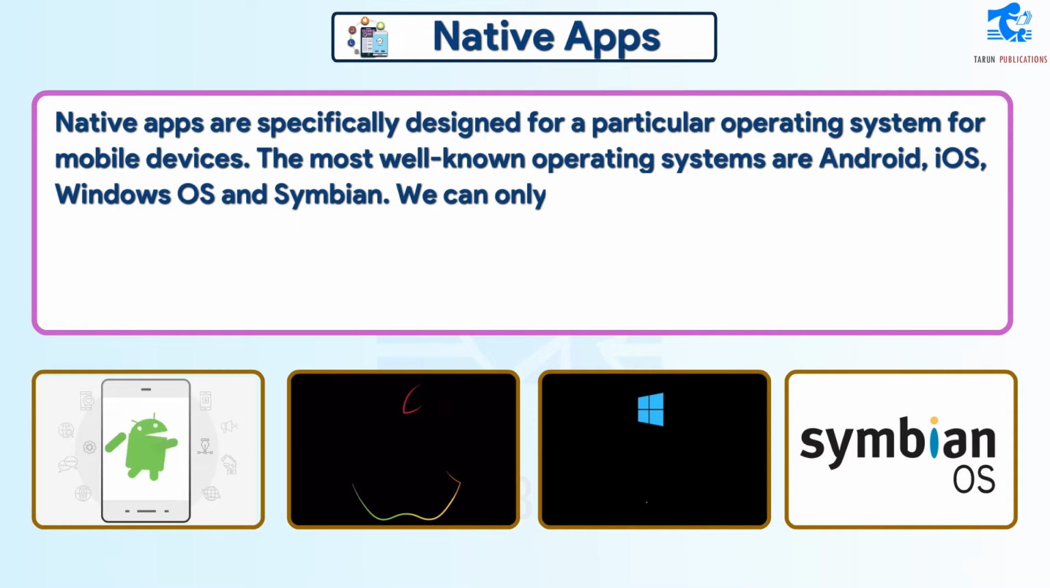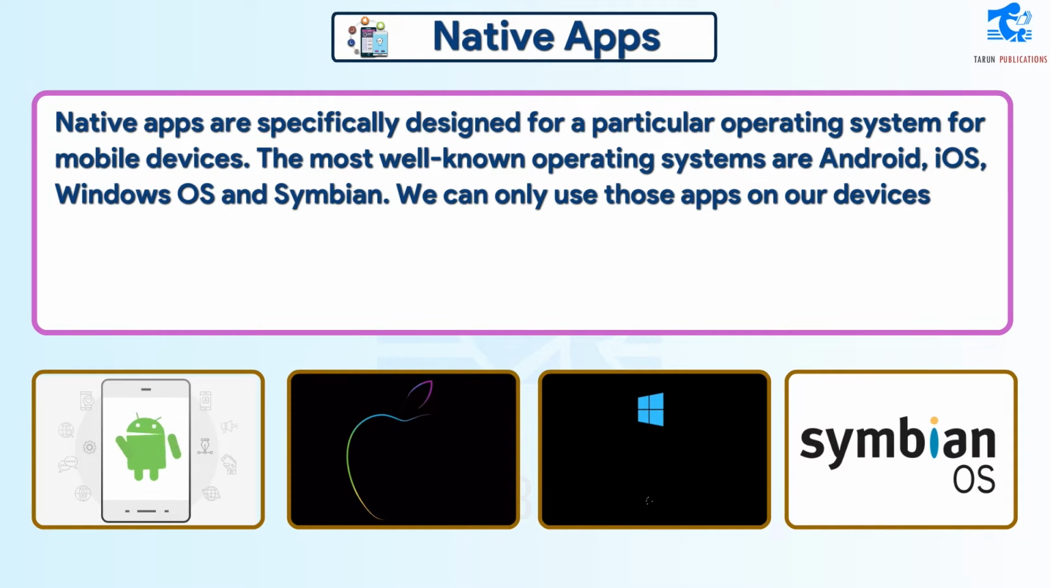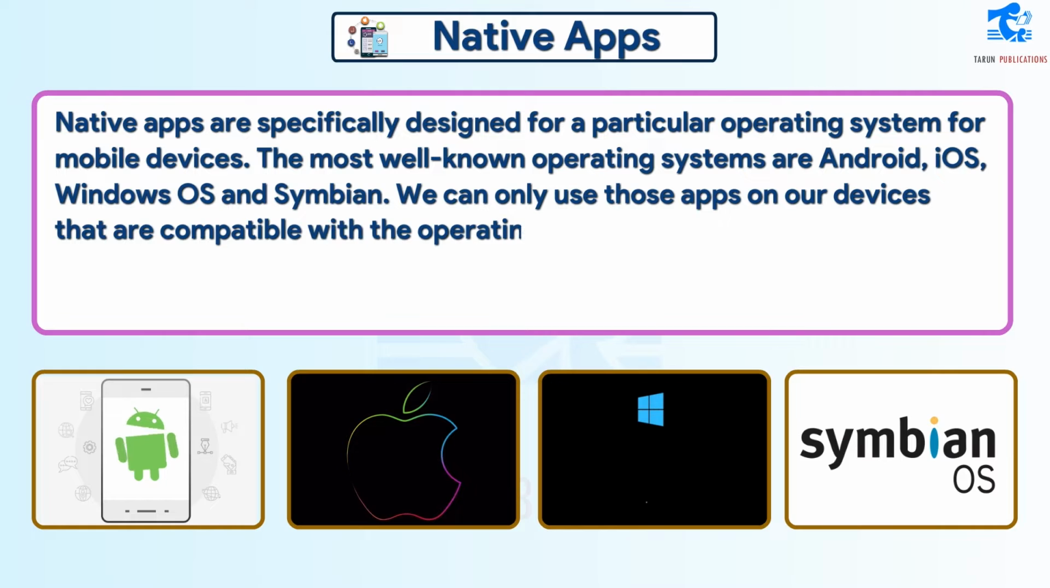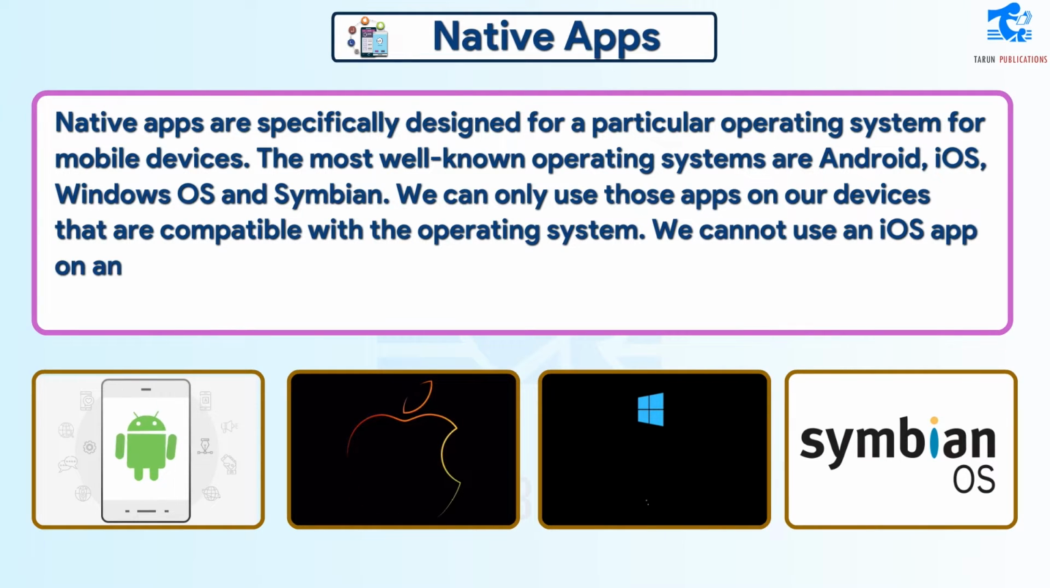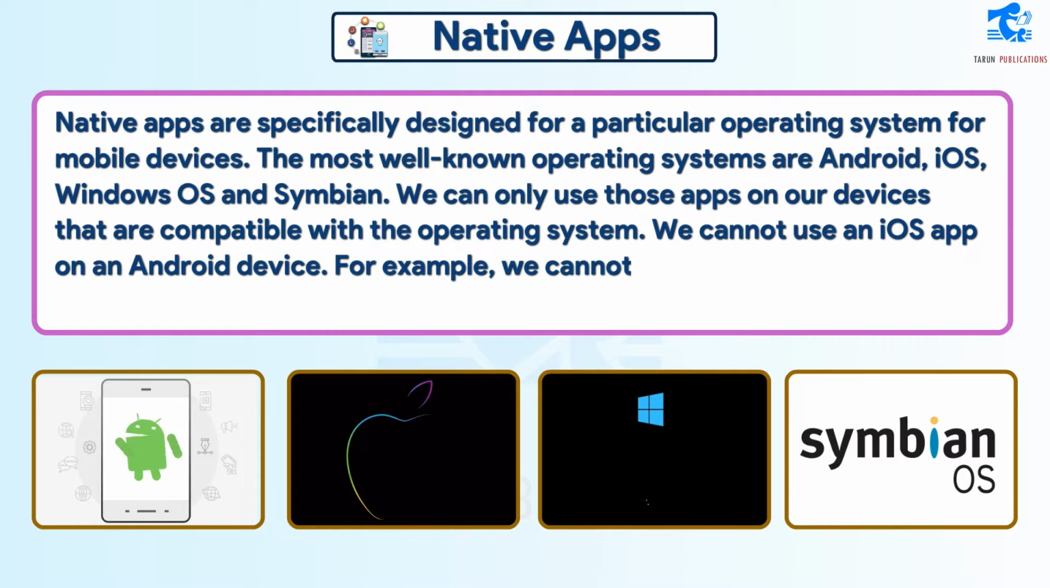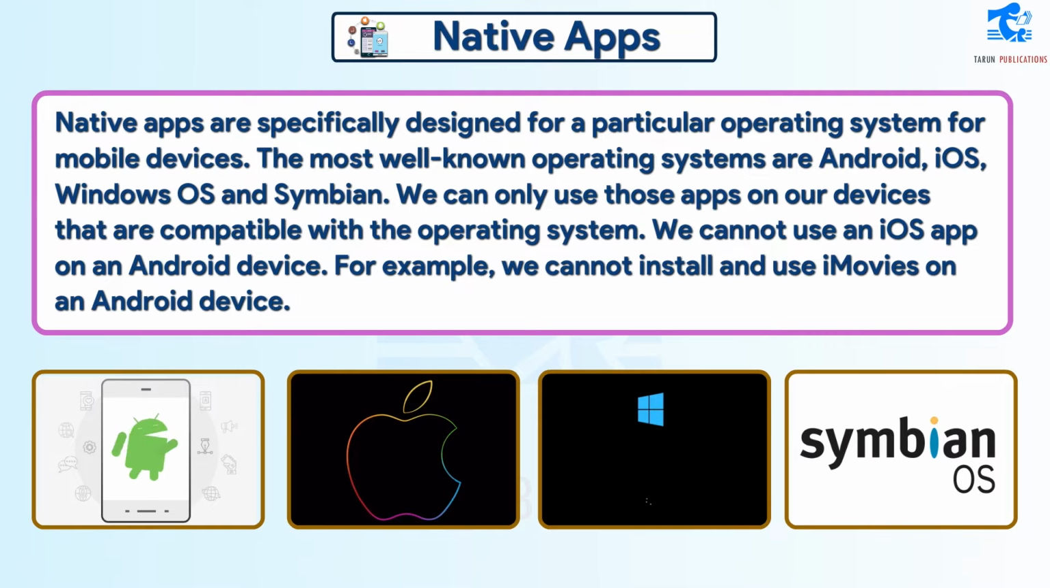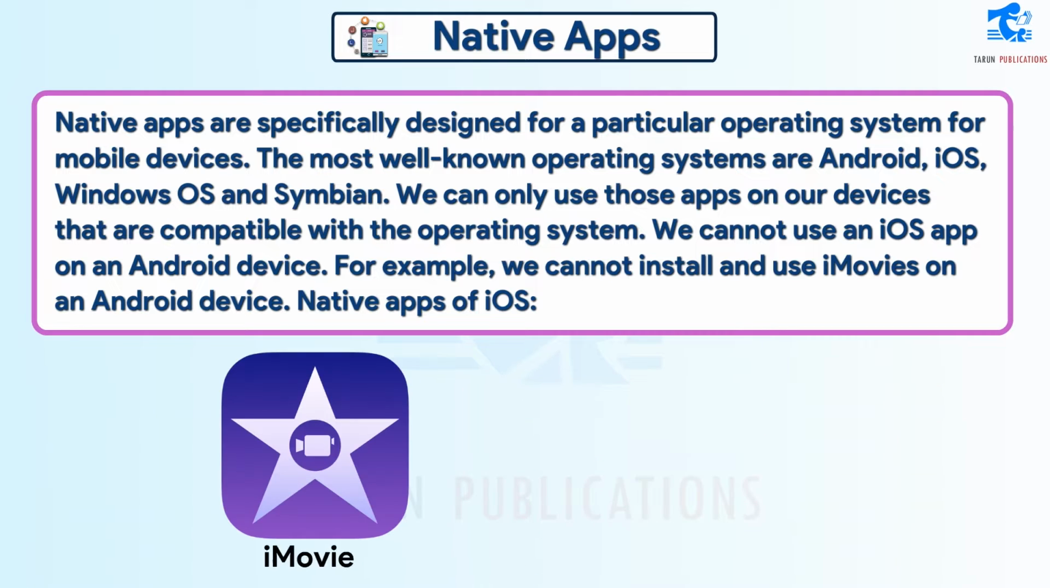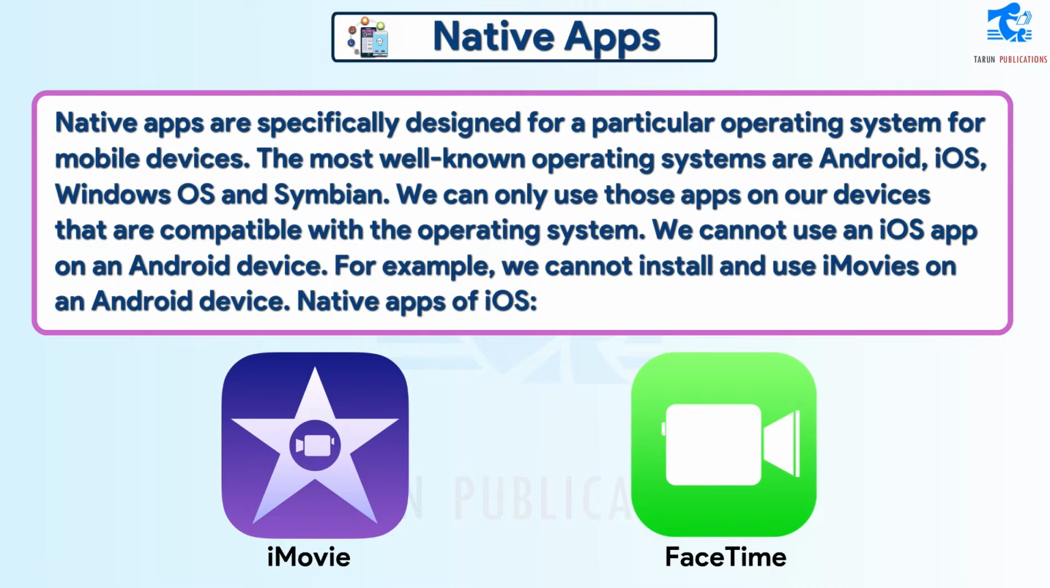We can only use those apps on our devices that are compatible with the operating system. We cannot use an iOS app on an Android device. For example, we cannot install and use iMovie on an Android device. Native apps of iOS: iMovie, FaceTime.